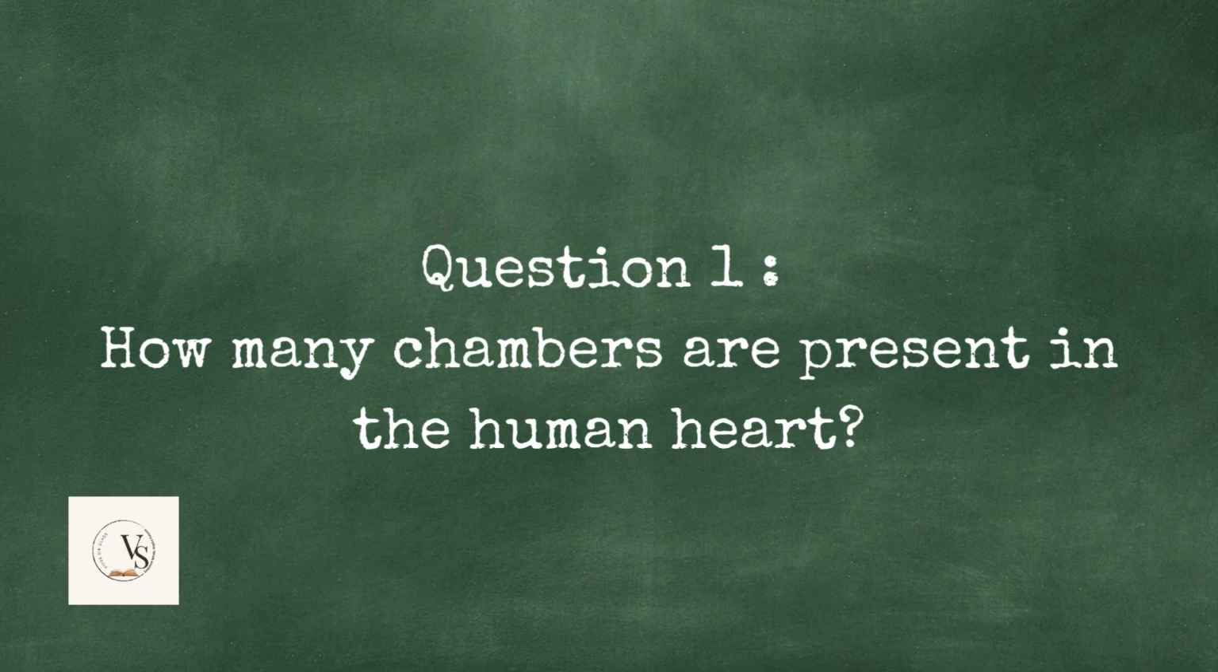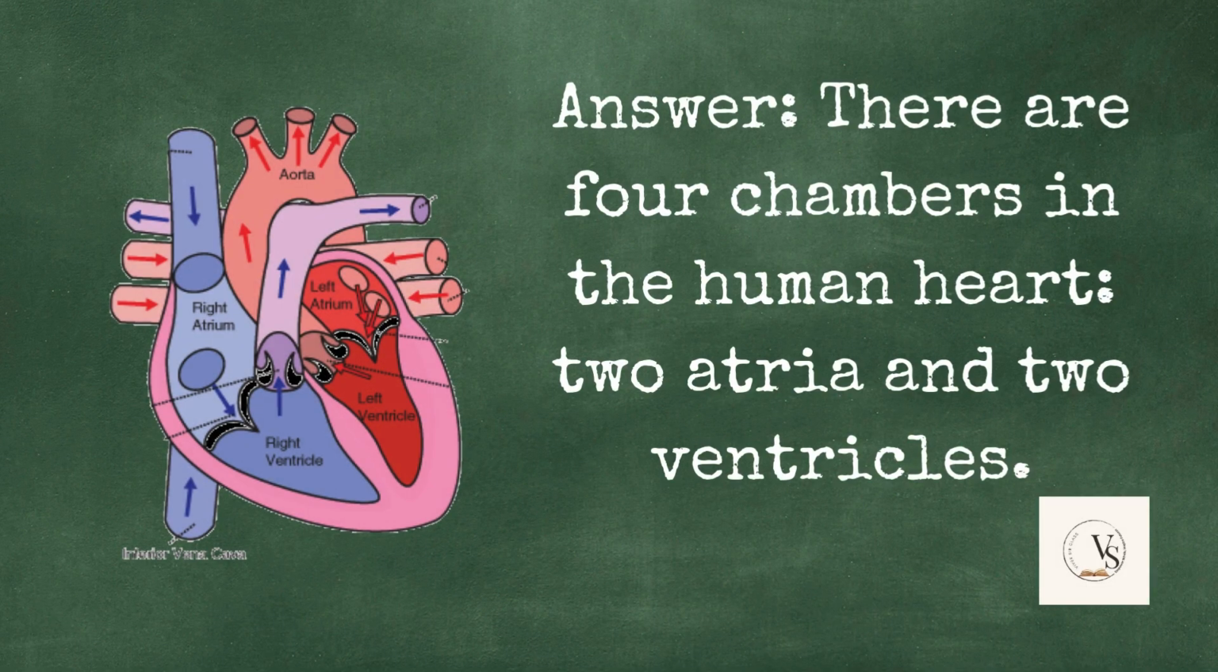Question 1. How many chambers are present in the human heart? Answer is there are 4 chambers in the human heart, 2 atria and 2 ventricles.